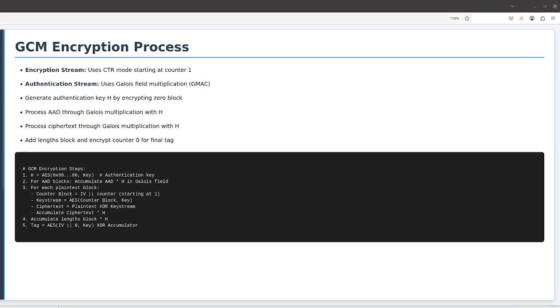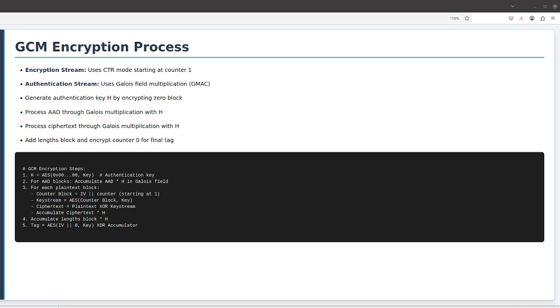How GCM encryption works. Let's walk through the encryption process step by step. GCM encryption happens in two parallel streams. The encryption stream using CTR mode, and the authentication stream using Galois field multiplication. These two streams work simultaneously and are then combined.